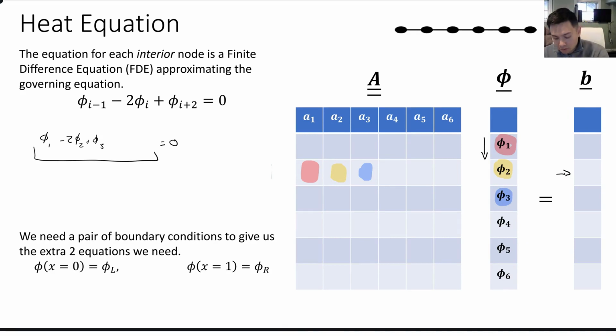But a critical thing that we observe is that there is no phi4, phi5, or phi6 in my equation over here, which allows me to say that these terms should just be 0. Now I can look at the coefficients in my equation. This would be 1, this would be minus 2, and this would be 1. Those would be the coefficients that I would put in my corresponding A matrix for that particular row.